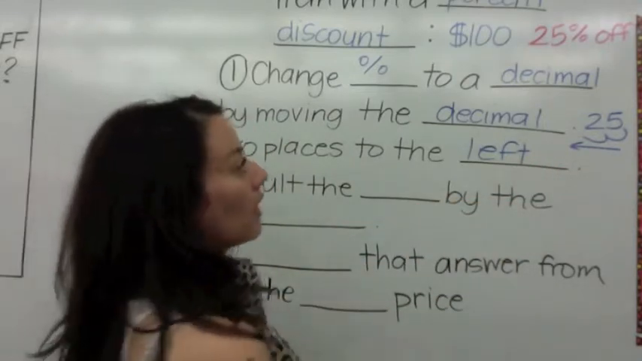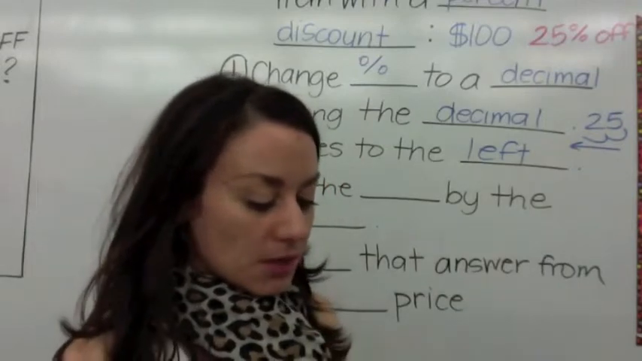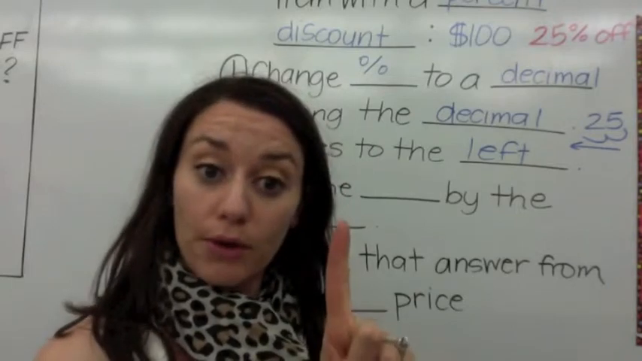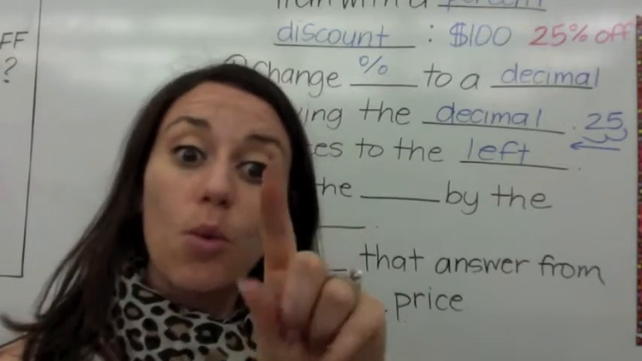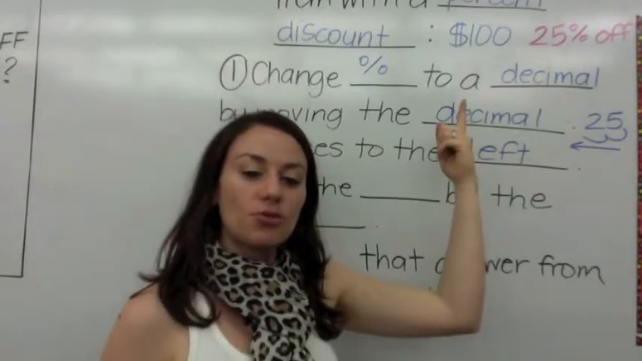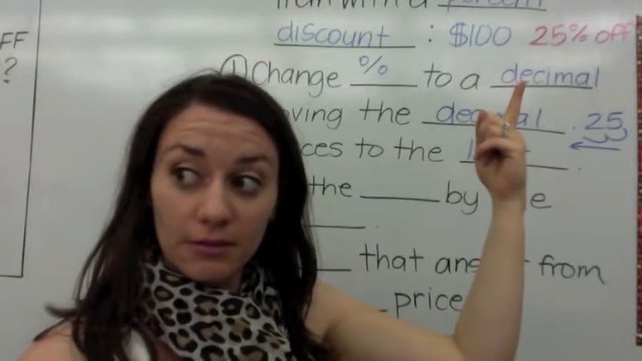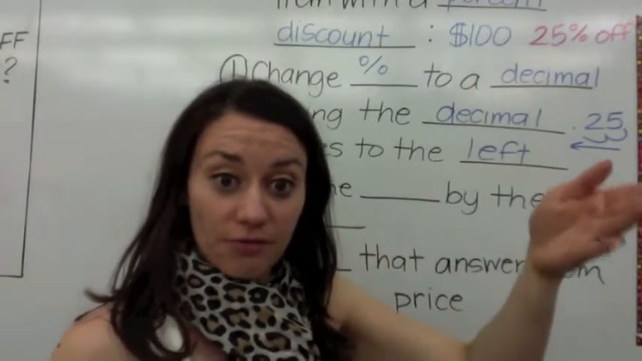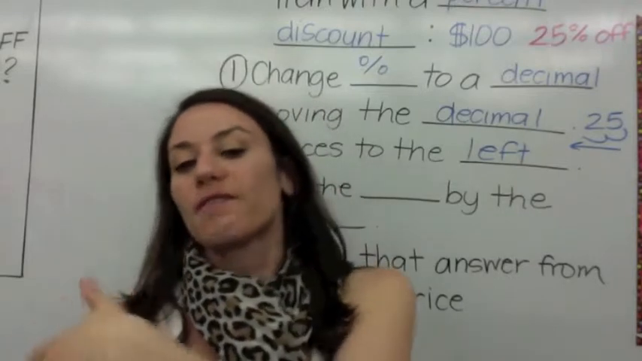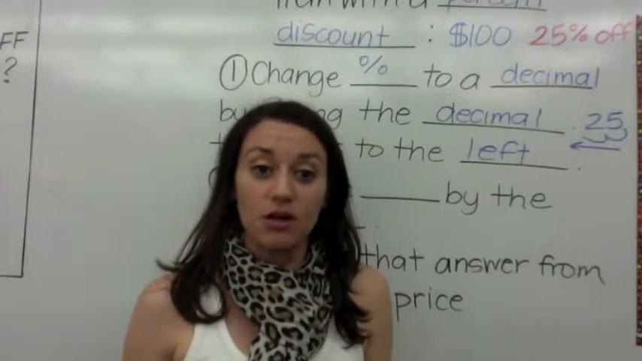Now why does that work? This is really talking about 25 hundredths. 25 out of 100 is 1/4. So you can think to yourself, what is 100 divided by 4? If you take 100 and divide it in 4, you get 1/4. 1/4 is 25 cents. So if you took off $25 from 100, that'd be $75.